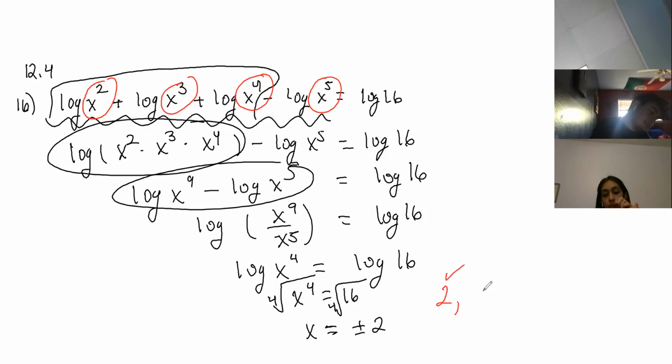What about -2? Is -2 squared positive? Yeah, so that's good. What about -2 to the third power? No, that wouldn't be positive. If it doesn't work for one, then it doesn't work at all. So 2 is your only answer. Okay.